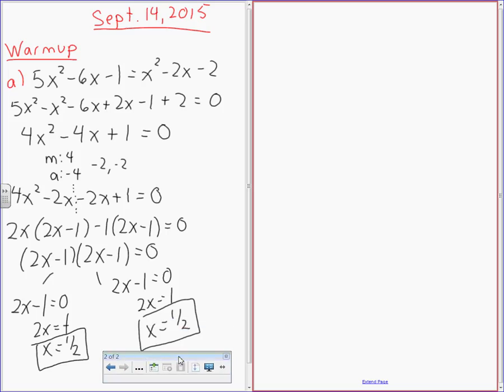Letter B says, find the vertex of y equals 3x squared minus 9x plus 1. All right, Natasha, can I get the first step here, please?